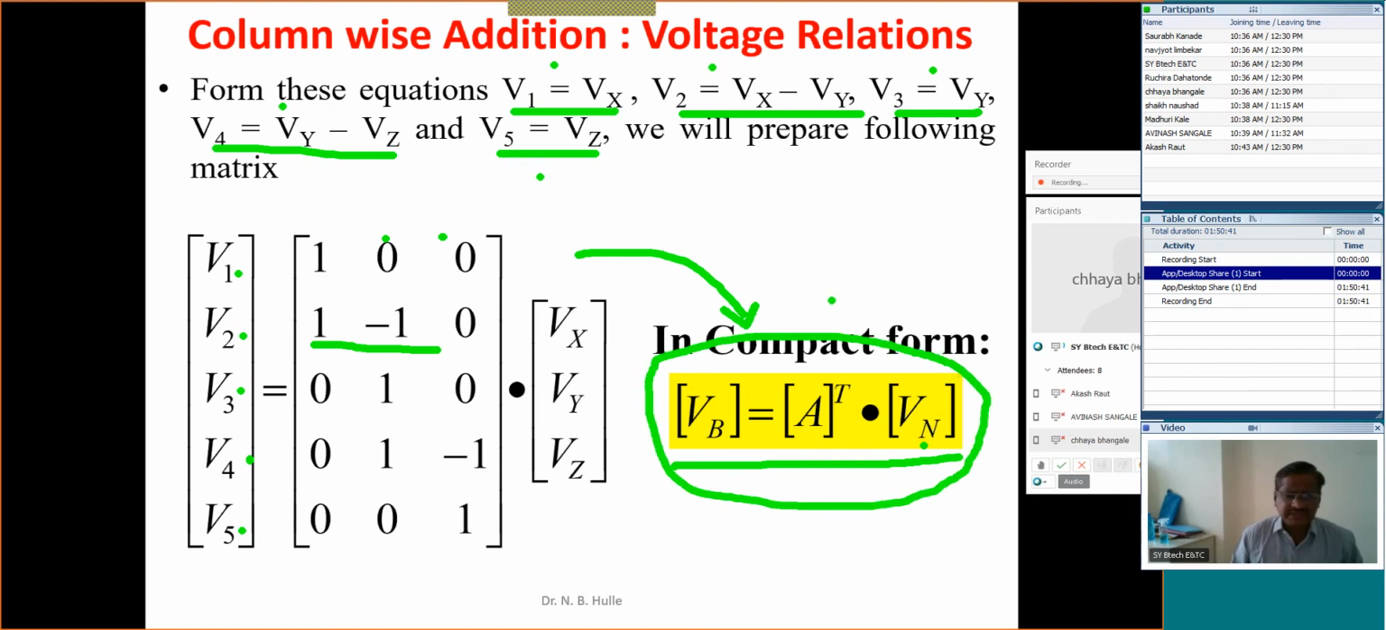I will stop here. I will take the reviews from your side and then I will proceed with the row wise addition. Indirectly, this is how we find the KVL and KCL relation that we are trying to understand here. One is the column wise addition and the other is the row wise addition. I will come back to you. I will discuss these points and then we will proceed further with another relation and prepare the final equation. Then we will do the calculations of how to calculate the current and voltages in the given figure.